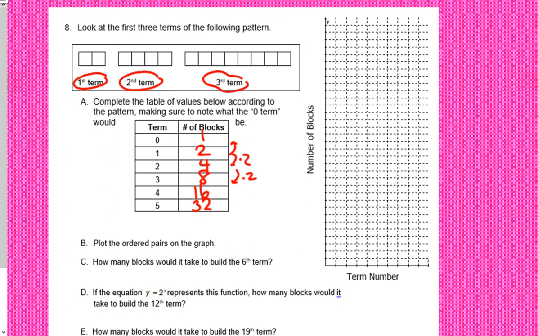And now put these on my graph. It's not numbered, but just assume everything is counting by 1. So 0, 1, 2, 4, 8, 16, 32. I had to count all those out. And again, you can see that curve where things are getting really steep. That's an exponential. So when it says how many blocks would it take to build the 6th term, again, you can just keep this going. The 6th term would give us 64 blocks because it would double again.